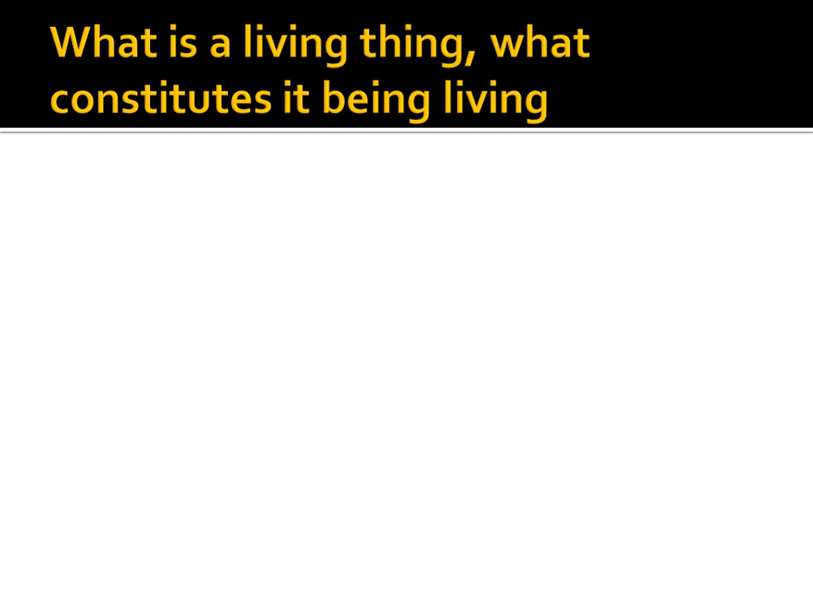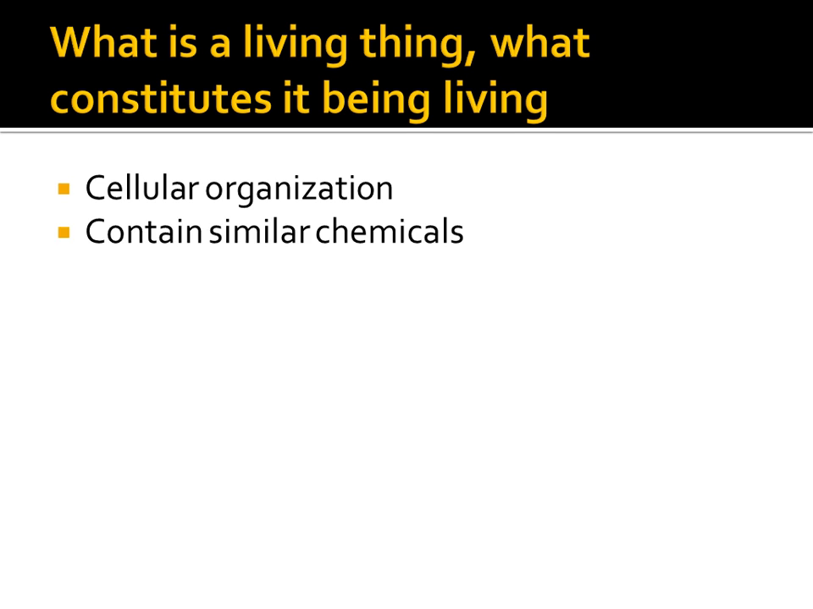So we'll jump in first with what is a living thing and what constitutes it being living. And so we first have to look at this idea of what's called cellular organization, which basically means that they are organized together and the cells behave as one unit or a group of units. They also usually contain similar chemicals. We usually find there's some common chemicals, for example, DNA or deoxyribonucleic acid, that are base parts of a living thing.